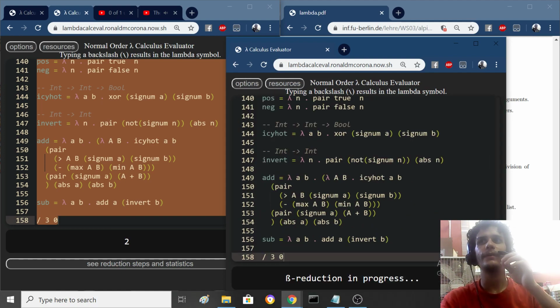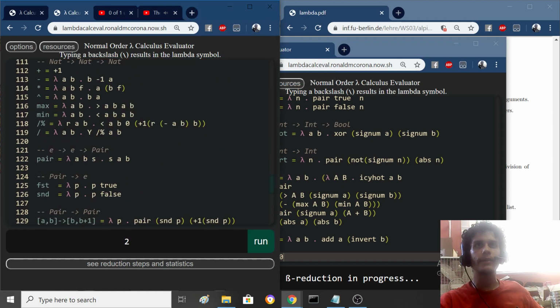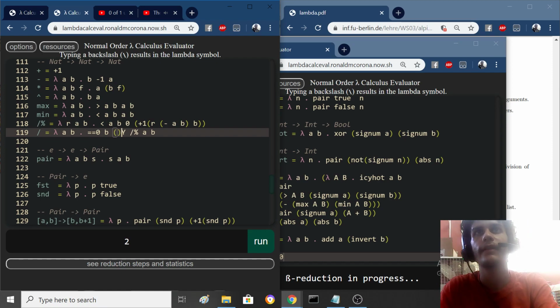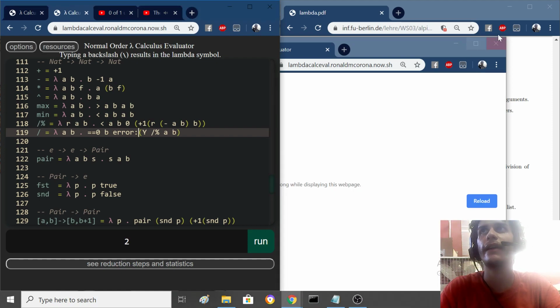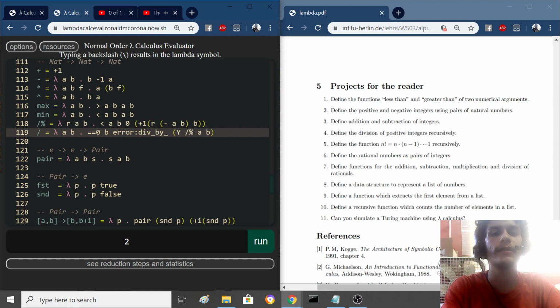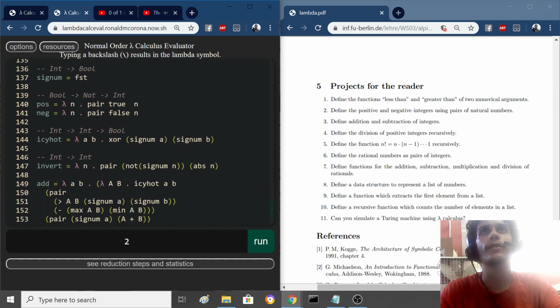Okay, here we go. Beta reduction in progress. It's not even going to say maximum call stack size exceeded. It is totally going to crash the whole thing and never recover from it. Poor thing. So that's why we don't want to do that. In our division, we just want to do a little safety check. We check if B is 0. If B is 0, then let's just return this error, div by 0, as the result.